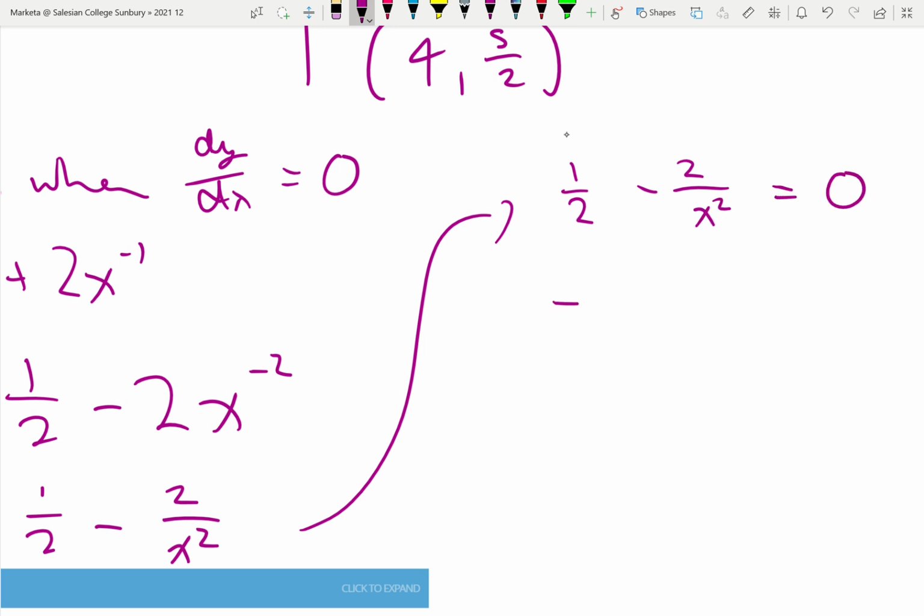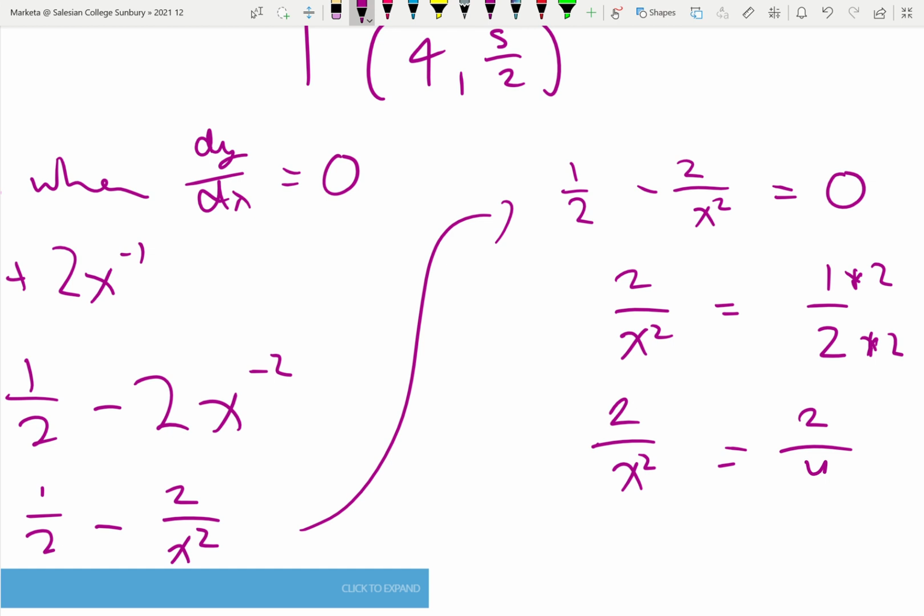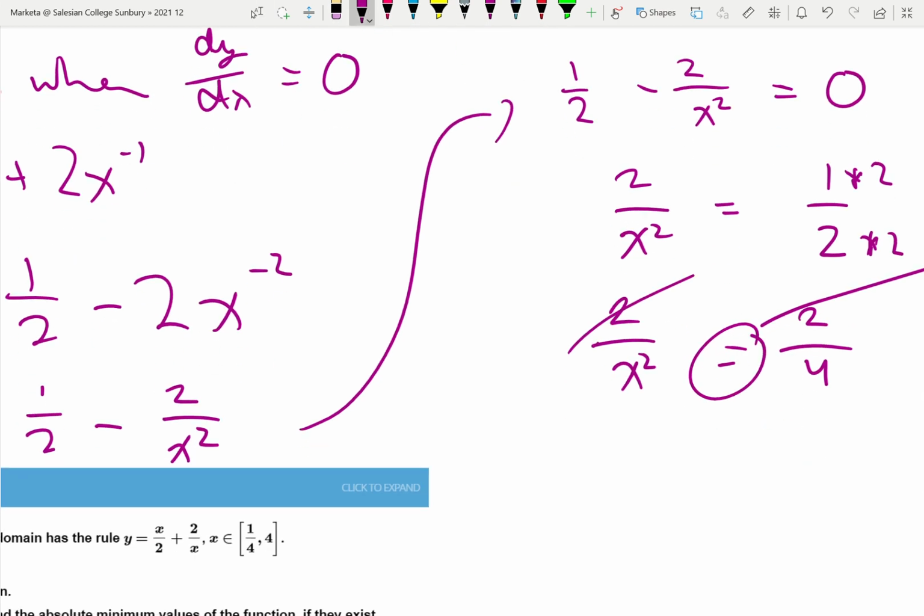And now we have -2 over x squared equals -half. And I'm going to divide everything by -1 so that they become positive. And then actually I'm going to make the numerators the same. So what I do to the top, I do the bottom. 2 over x squared equals 2 over 4. So this means I can cancel the numerators, I've got an equal sign there, meaning x squared equals 4 and x equals plus or minus 2.